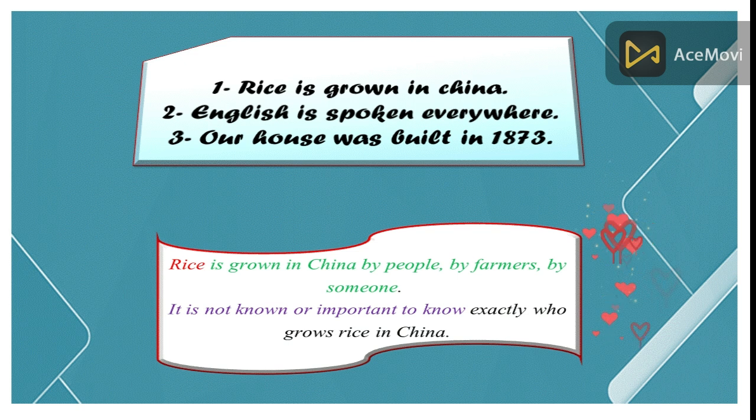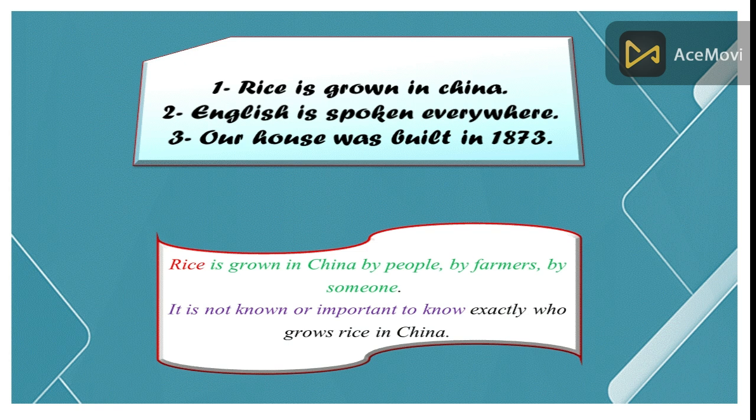Rice is grown in China. Do you need to say farmers, people, someone? Okay, you don't need to say that. Number 2, English is spoken everywhere. Okay, so who can speak English? People. Okay, so people speak English everywhere. So it's not important to tell the listener by people. So English is spoken everywhere.